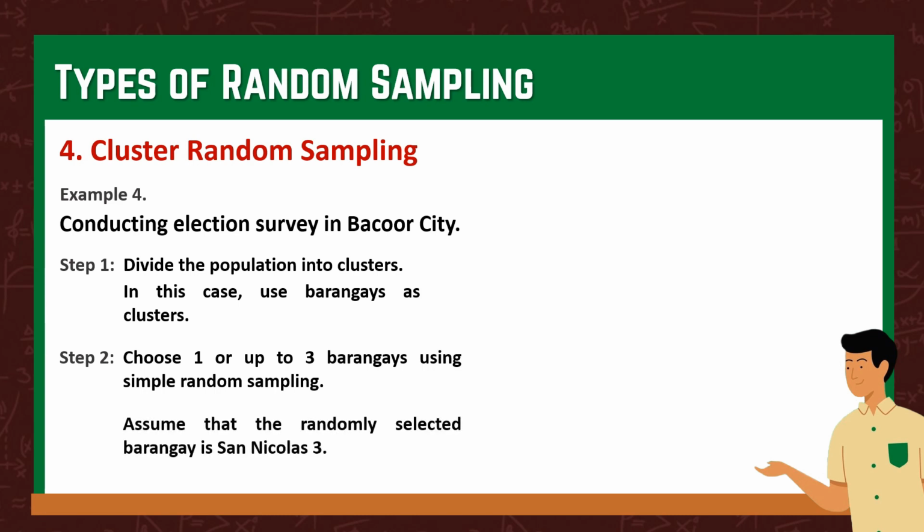Assume that the randomly selected barangay is San Nicolas 3. So step number 3, all registered voters in San Nicolas 3 will be surveyed dahil lahat ng members sa napiling cluster will be part of the sample.